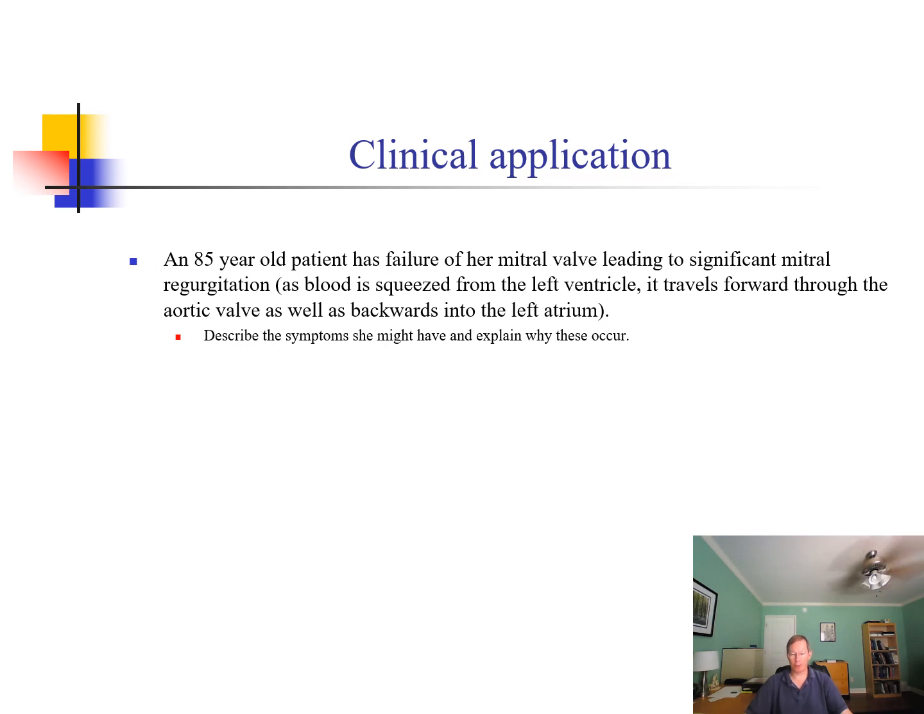Suppose you have an older patient that has failure of her mitral valve. So the mitral valve is between the left atrium and the left ventricle. And this leads to regurgitation. So when the blood is being squeezed out of the left ventricle, it goes through the aorta, but it also unfortunately squeezes back into the left atrium. What kinds of symptoms might she have? And figure out why that might occur.